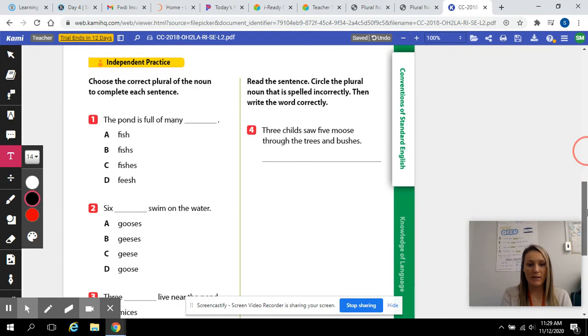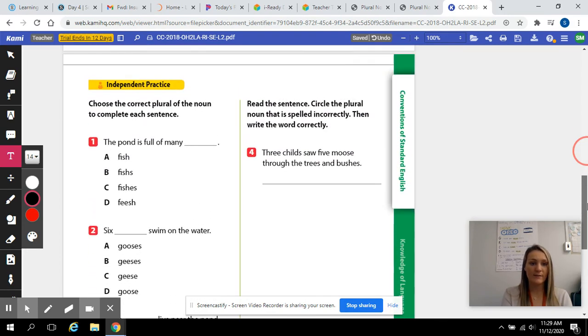Let's go down to the independent practice. I'll do 1 with you guys. Okay. Choose the correct plural of the noun to complete each sentence. So 1, the pond is full of many blank. The pond is full of many fish.